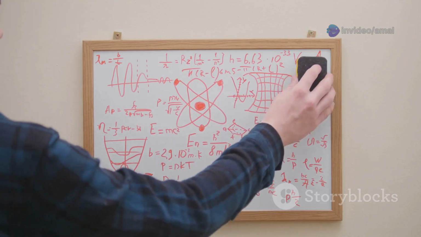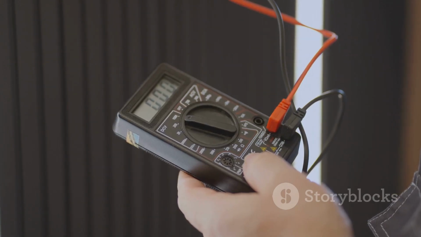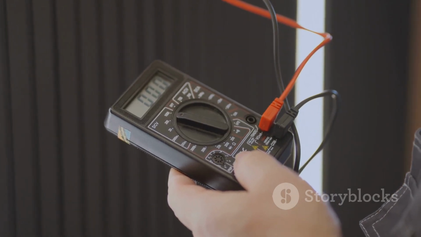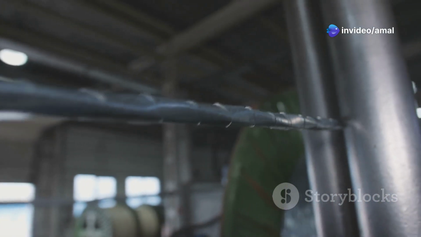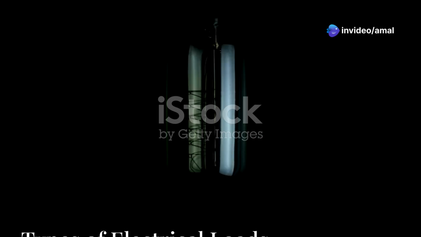Ohm's law is a fundamental principle. It describes the relationship between voltage, current, and resistance in a circuit. Voltage is the electrical force. Current is the flow of electrical charge. Resistance opposes the current.